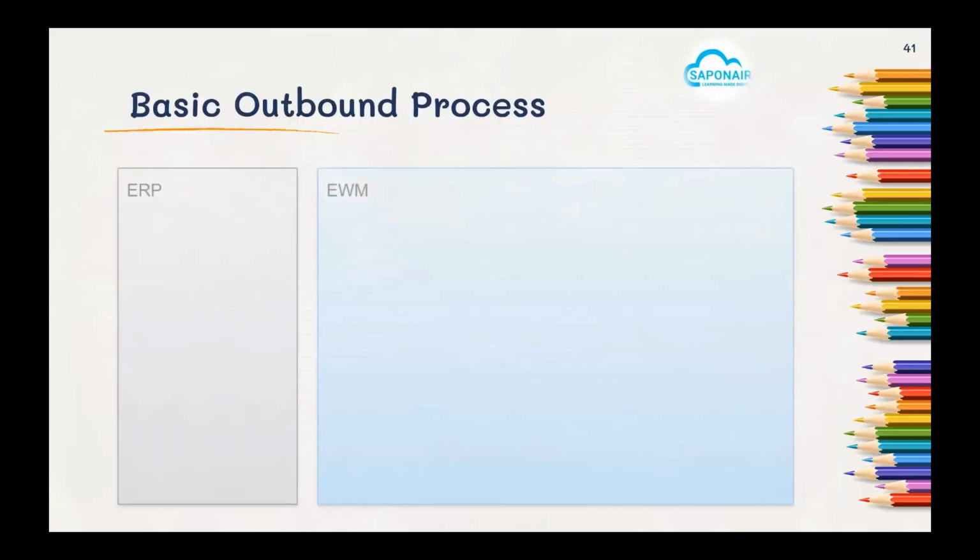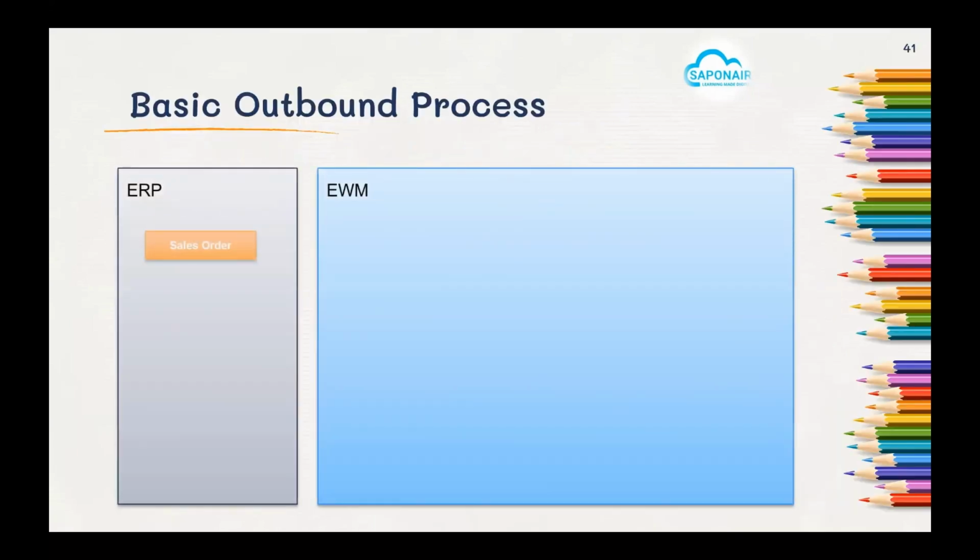All right, so let us move ahead with our basic outbound process. As you know, the outbound process can be stock transport orders, inbound or outbound, where you want to send to your internal warehouse, or you do stock transport orders and you have outbound. Also, you have deliveries to the customers. So typically, we always understand outbound as working with customers.